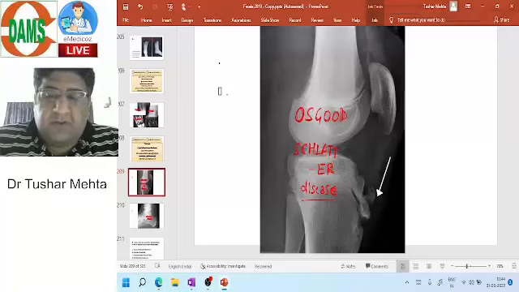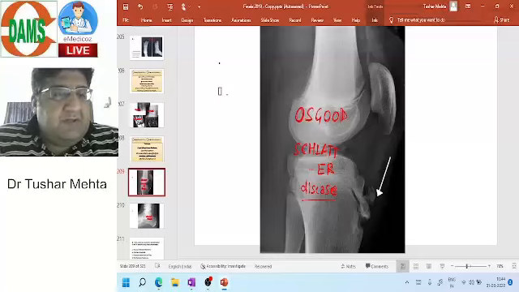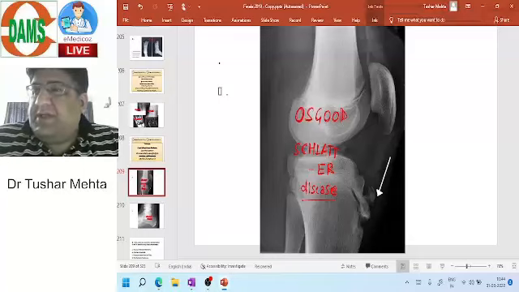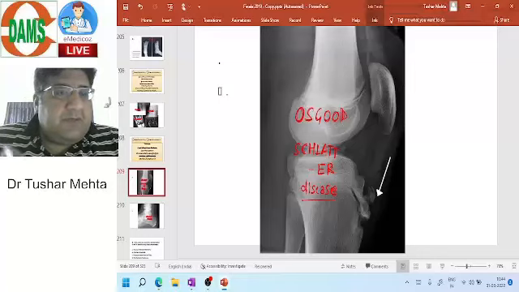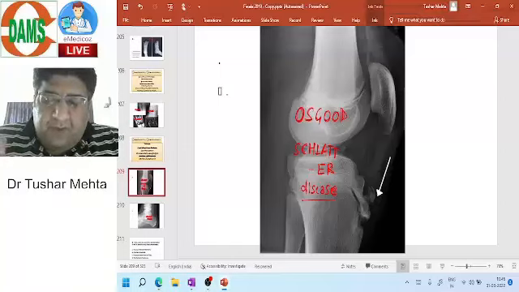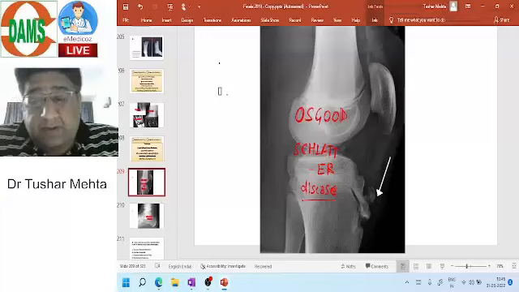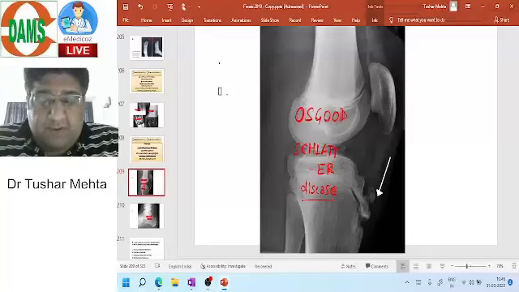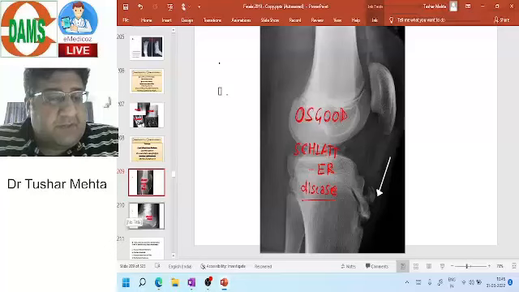That is what is called Osgood-Schlatter disease, because this person's quadriceps tendon is pulling up, and it is pulling up the patella as well. So it is pulling up the ligamentum patellae, it is pulling up the tibial tuberosity also. Can you see that? So it is because of a lot of excess pull.